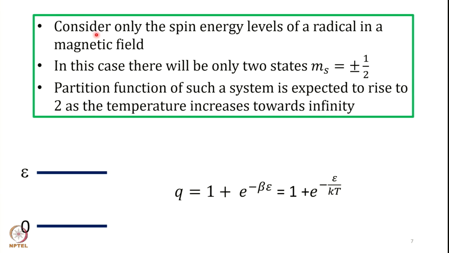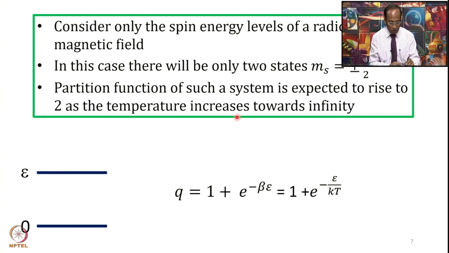Consider only the spin energy levels of a radical in a magnetic field. Spin energy levels. That means in this case, there are going to be only 2 states with the spin quantum number plus half and minus half. Therefore, how do we interpret that? The partition function of such a system is expected to rise to a value of 2 because there are only 2 states available as the temperature increases towards a value of infinity.